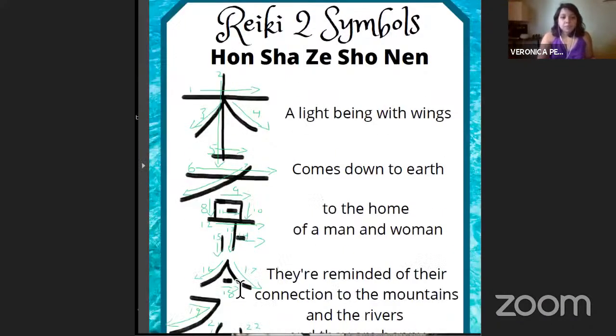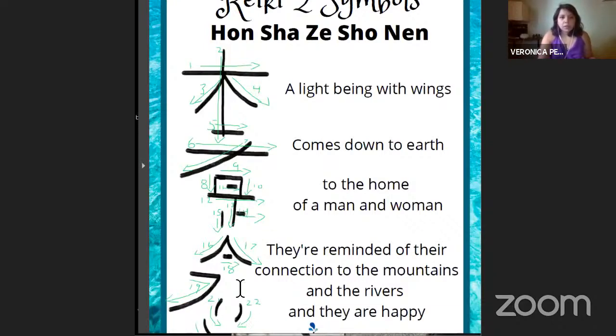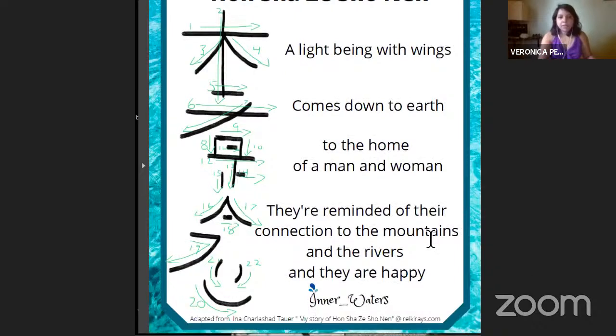Okay. So we talked about the Hon Sha Ze Sho Nen poem. This is a poem that I adapted from the one that's available on Reiki Rays. It just makes a little bit more sense to me, and so I thought I would share it in case anyone else finds that it's useful. So, a light being with wings. This first part right here just looks like a being. So we've got the wings coming out, we've got the bottom of the wings, and then little feet on the bottom. Comes down to earth.